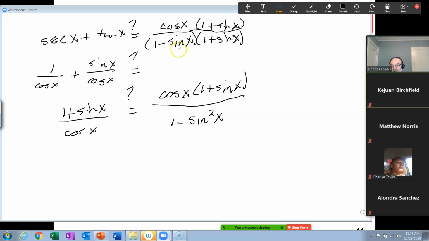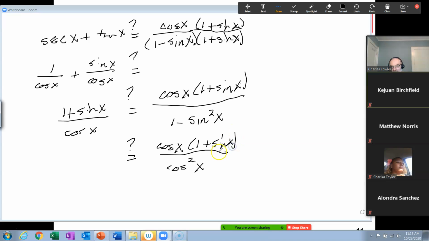When you multiply an expression by its conjugate, you get the difference of the squares: 1 minus sine squared x. That's why we did it. Well, what is this? Okay, this one is pretty much fixed now, so let's leave that alone for now. But this becomes 1 minus sine squared x is cosine squared x, Pythagorean identity. Up here we have a cosine x times a 1 plus sine x.